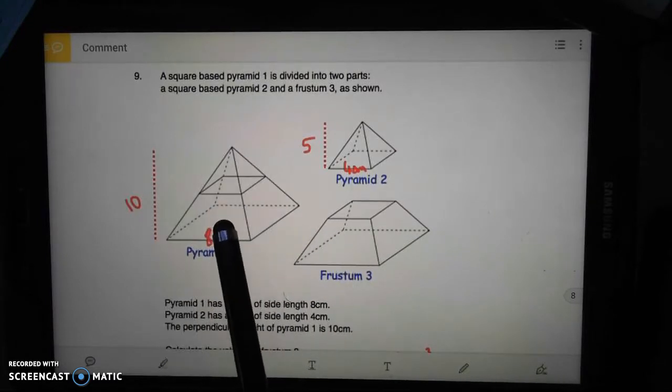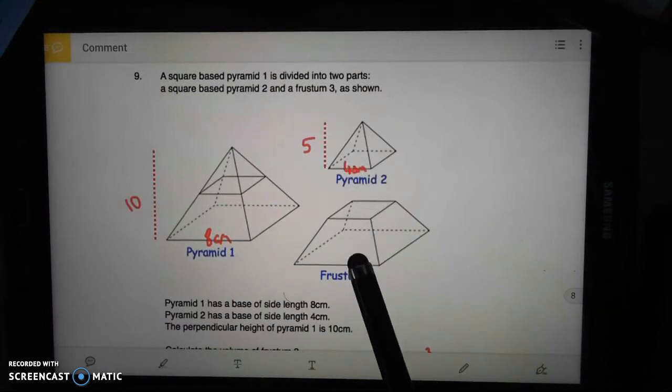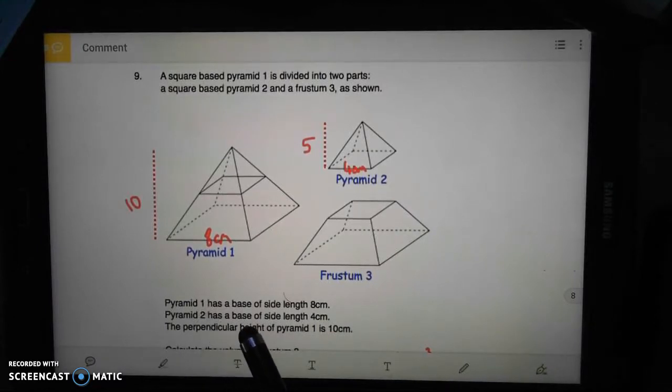So this pyramid was cut into two shapes. A second smaller pyramid, and this one a frustum. It says pyramid 1 has a base of side length 8. So this is 8, so therefore that must be also 8. 8 times 8 is 64. So the base area of this pyramid is 64.